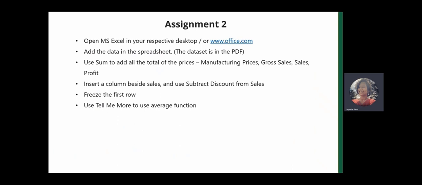Freeze the first row. So the parameters row needs to be frozen, and also try to figure out how to use Tell Me More by searching for average functions. Now, it's a very easy thing to look at, when you are going to the formula bar and ribbon menu and looking for average functions. But what I want you to do is go to Tell Me More and look out for the average functions. Now, I'll just tell you how to compute things.